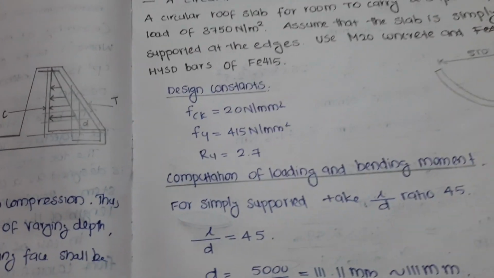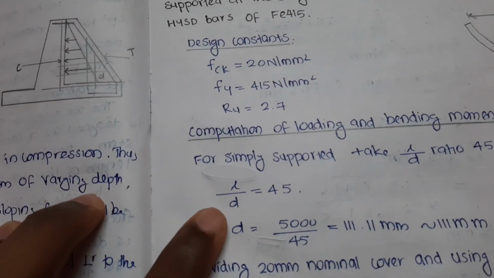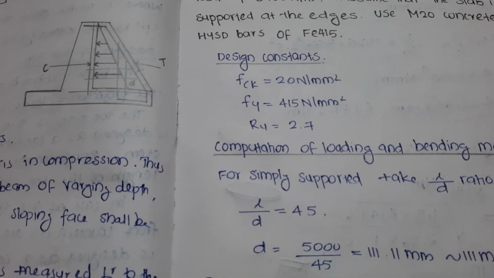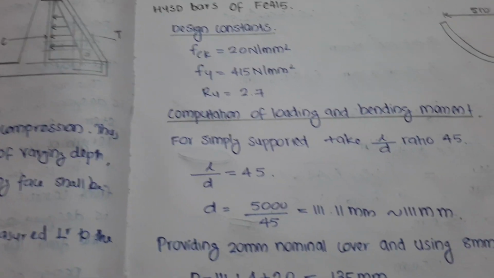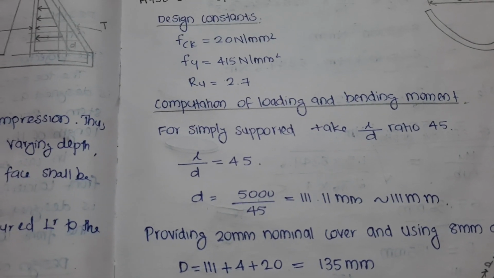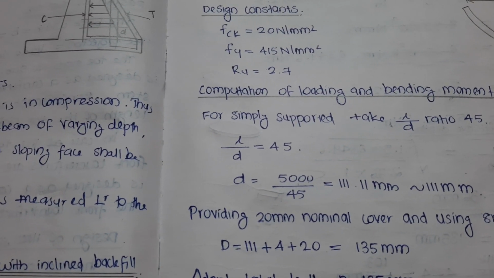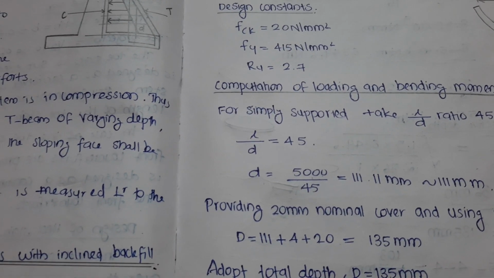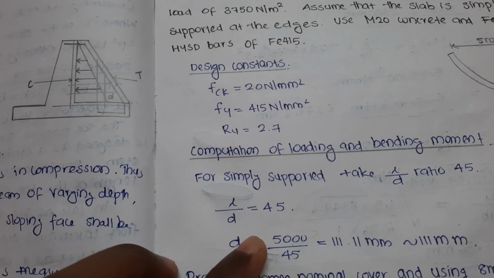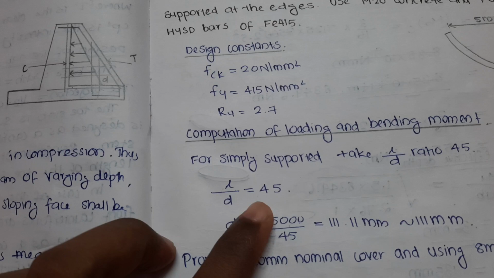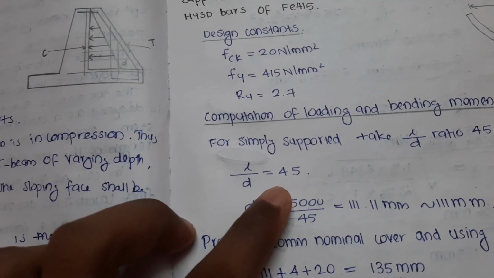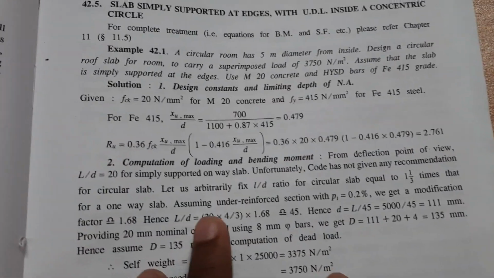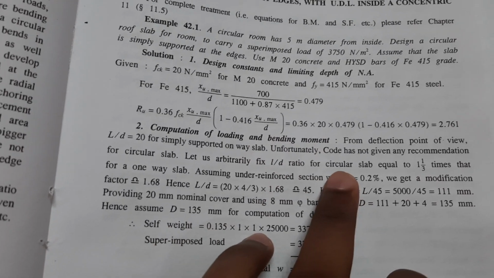So firstly, we have to know the L by D ratio of circular slab. You know the L by D ratio for one-way slab, two-way slab, etc. So from that value, we are finding out the L by D ratio of circular slab. Unfortunately, there is no direct code provision for L by D ratio of circular slab. It has been found out that the L by D ratio is 45. That is given in the textbook of BC Punmia, how to calculate the L by D ratio of circular slab.